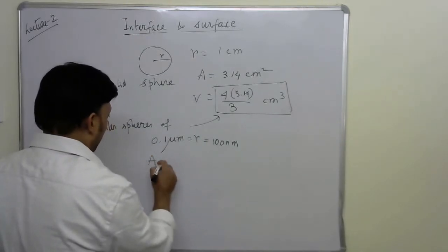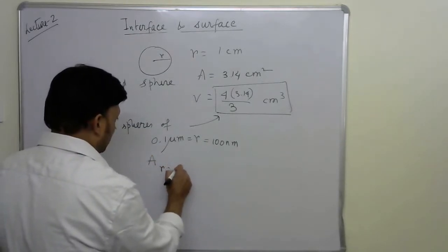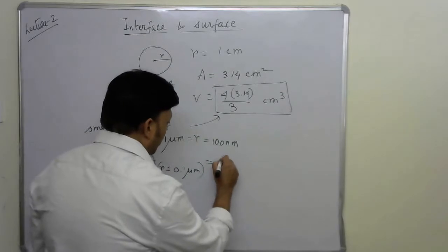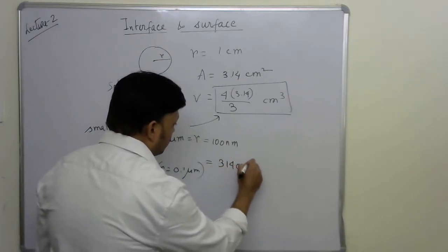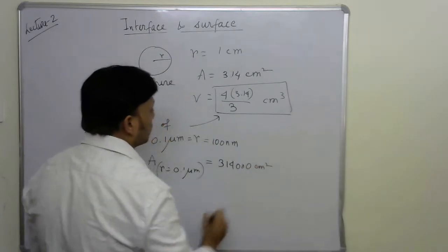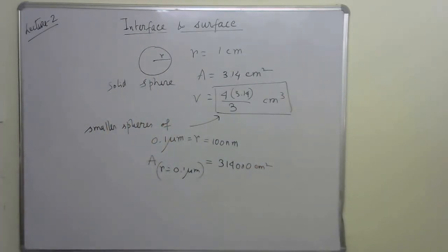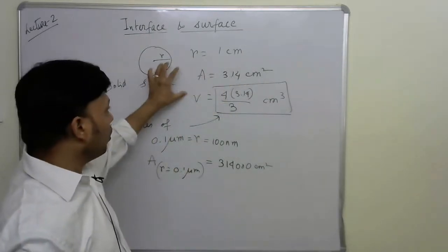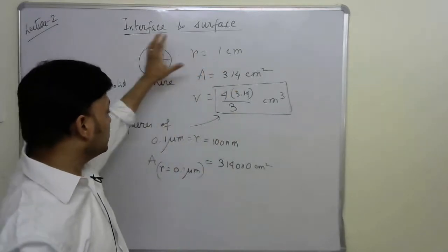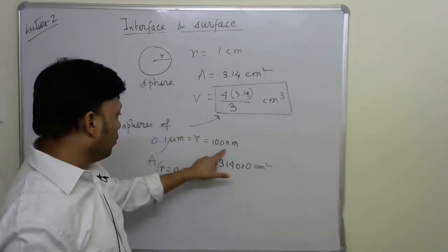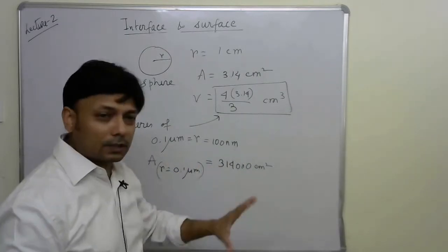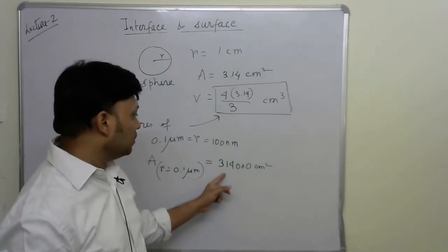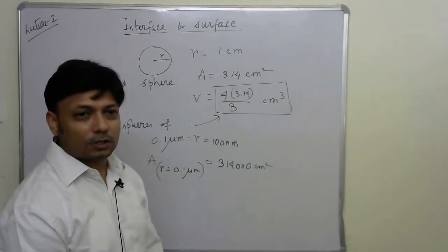that area, that means A with r equal to 0.1 micron spheres, should be equal to something like 314,000 centimeter square. So can you imagine that? Here we have 3.14 centimeter square surface area of a sphere with 1 centimeter radius, that is filled up by spheres with 100 nanometer radius. The cumulative surface area of all those spheres would lead you to this much centimeter square.